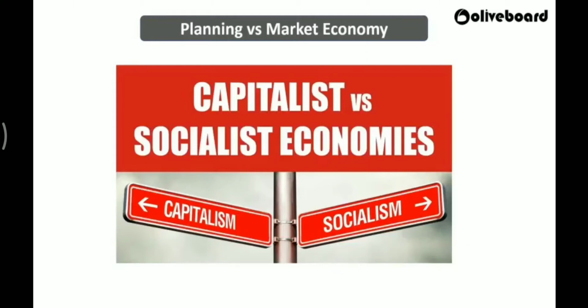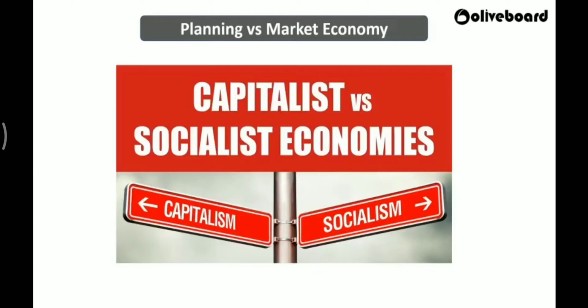Now in this lecture, we are going to talk about two isms: capitalism and socialism. The other name for socialism is planned economy, and the other name for capitalism is market economy. That's why we have given the heading as planning versus market. So it is nothing but socialist versus capitalist. That is what we are going to see today.